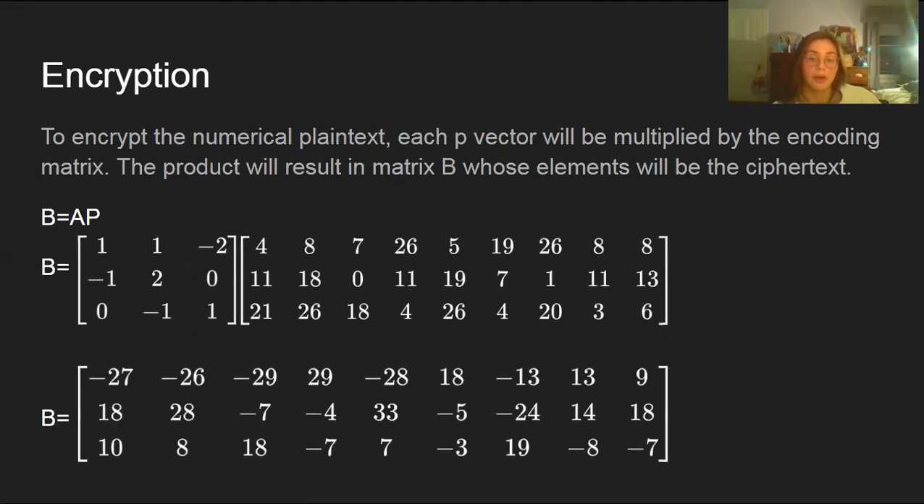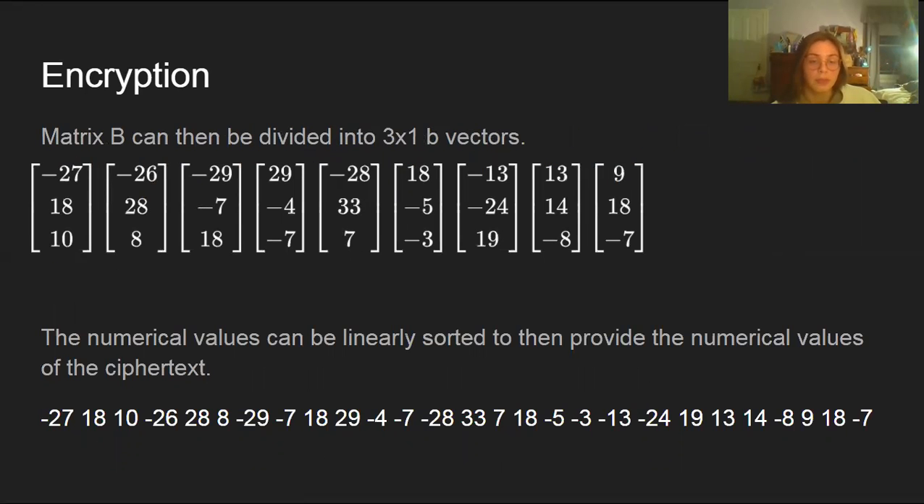Now to encrypt the numerical plaintext, each P vector will be multiplied by the encoding matrix. This will then give us the matrix B, and these are the elements in the ciphertext. So below is just the math doing that, and you can see our matrix B. And now we take matrix B and divide it into 3x1 vectors we'll call B. Then once again, we'll take the numerical values and linearly sort them. And we get this sequence of ciphertext.